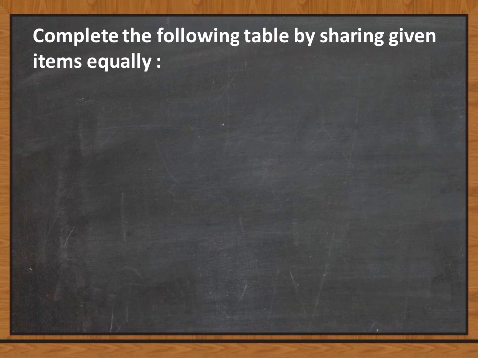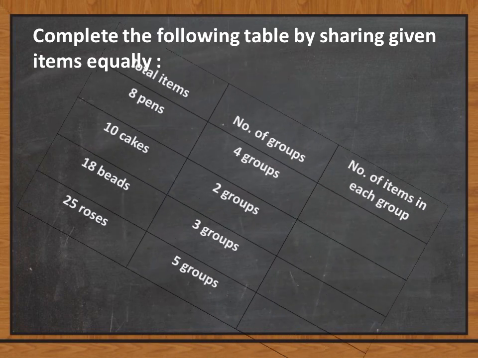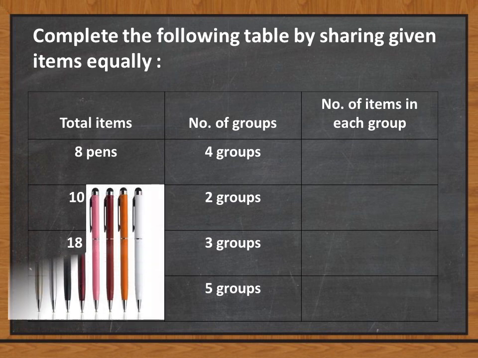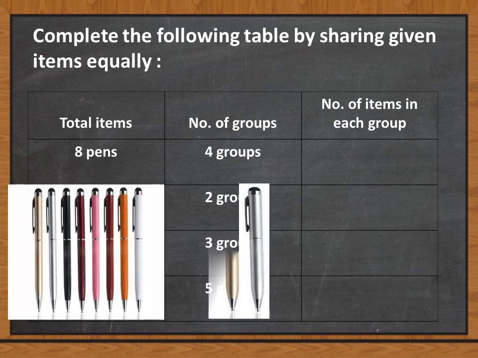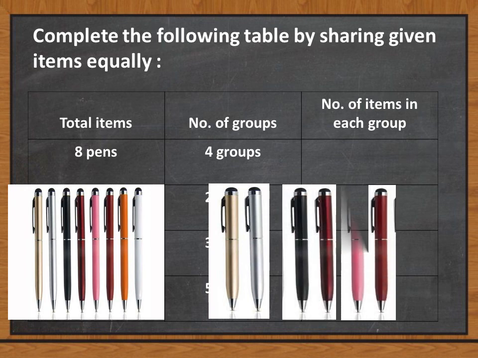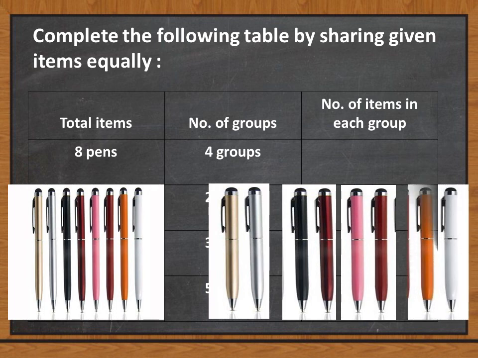Now complete the following table by sharing the given items equally. Here total items are given, number of groups given. Now we have to share the items into the groups. 8 pens we have to share in 4 groups. That means 8 divided by 4 equals to 2. In each group we will get 2 pens.